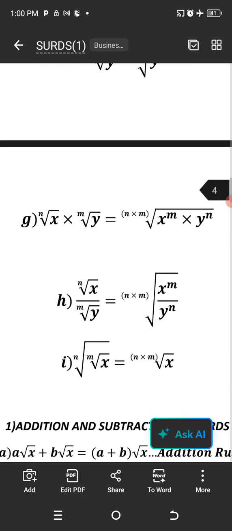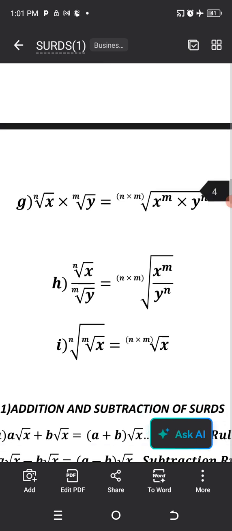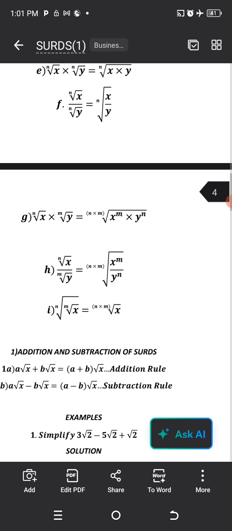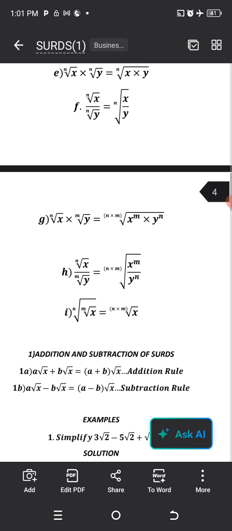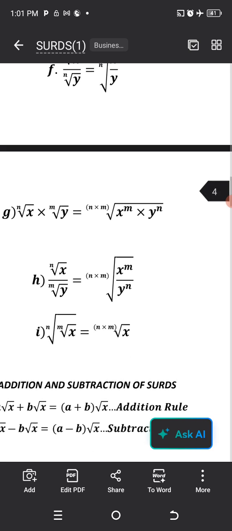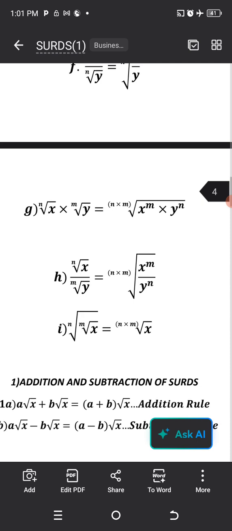And g is what? It is the nth root of x multiplied by the mth root of y, when the numbers attached to the roots are different. Now you can express it in this form: the mn-th root of x raised to the power m multiplied by y raised to the power n. Look at this very well. Because you're having different indices of roots, you can see that inside that root they interchange their powers or their index. So you must note this down.